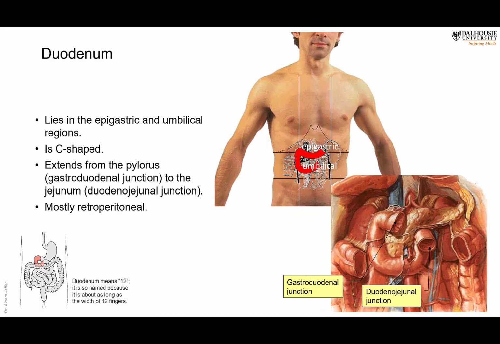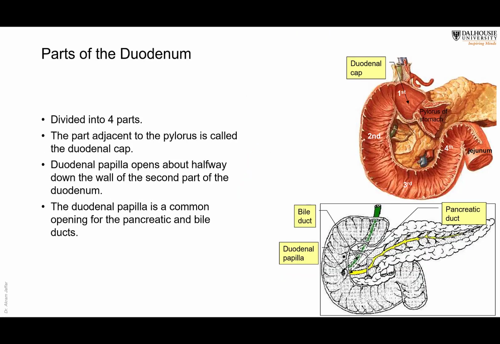This is the duodenum. It is a C-shaped structure. Most of it is retroperitoneal. It starts from the gastroduodenal junction and goes to the duodenojejunal junction. Probably the names are long, but they indicate the beginning and the connection between 2 parts. It's 12 finger breadths in length. That's why it's called the duodenum. Duodenum means 12. These are the parts. We have the first part of the duodenum, second, third, and fourth. The first part, as you can see here, looks like a cap. So it's called the duodenal cap.